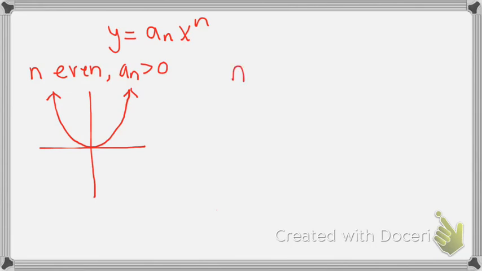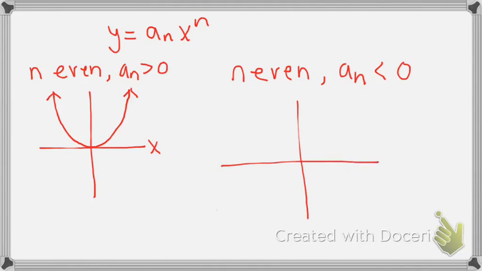If n is even but the leading coefficient is negative, you can just think about taking the graph I just drew and doing a reflection over the x-axis. In this case, your graph is going to look something like this. Forgive my poor artistic skills.